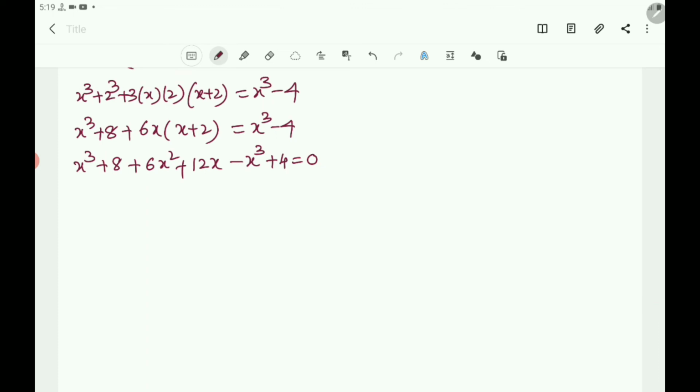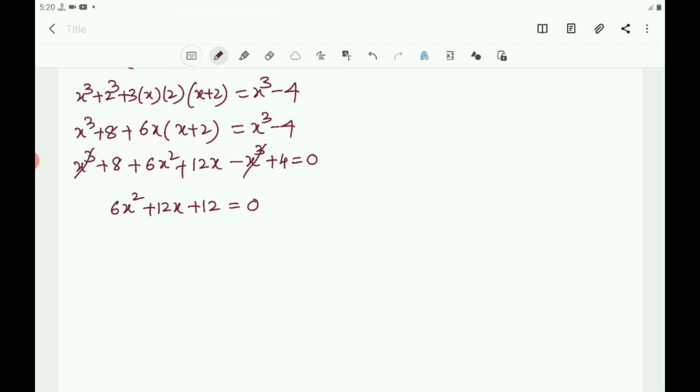And here you observe x cube is there, minus x cube is there, you can cancel them. And you write 6x square first. And also 12x is there, write that 12x. And 8 plus 4, they are the constants, you can add them. It becomes 12. So 6x square plus 12x plus 12 equals 0.